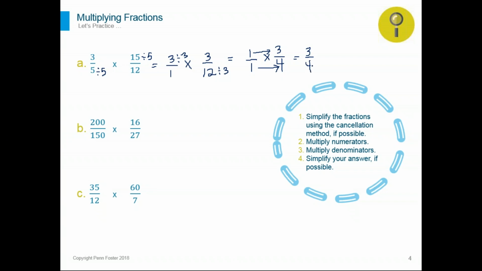Now look at the answer, 3 and 4, nothing common. We cannot simplify further, so your product, or your answer for this multiplication problem, is 3/4.